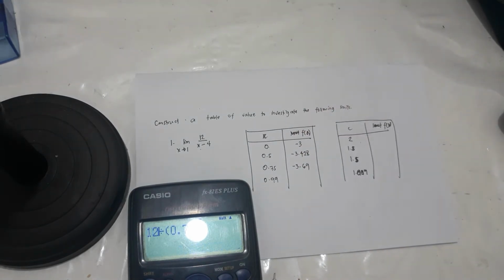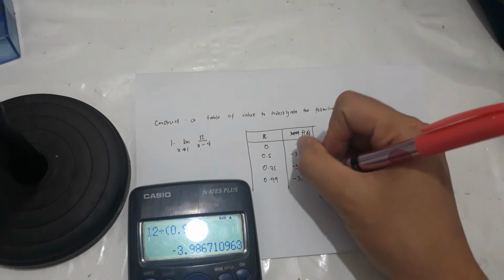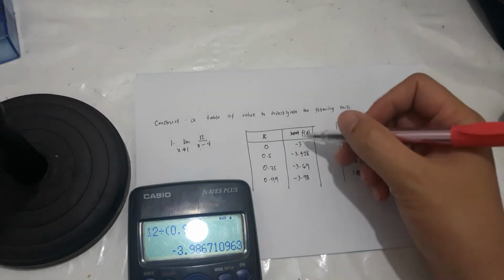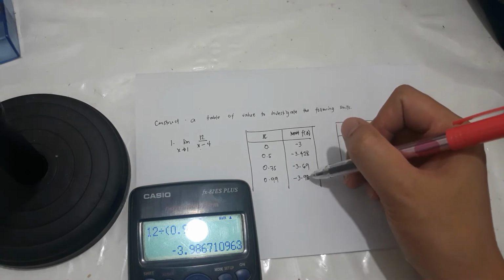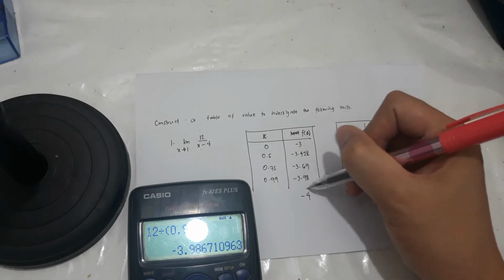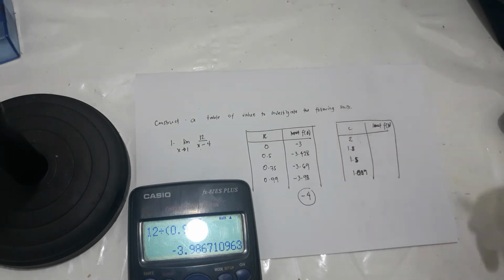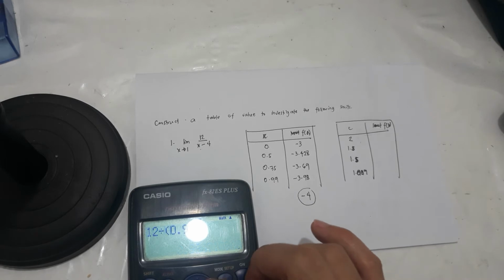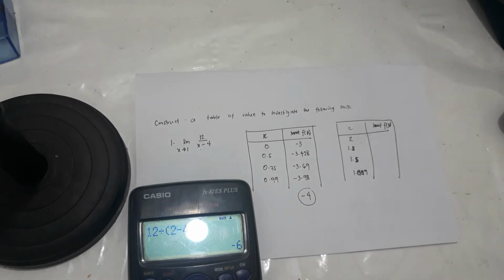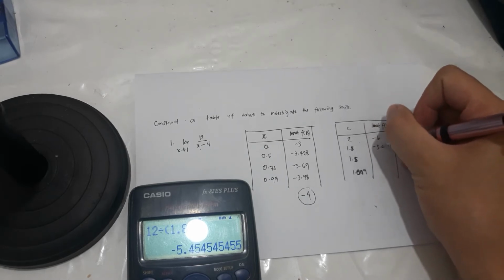Habang palitan natin doon, naging negative 3.98. So as you can see, ang itong f of x, papunta siya ng papunta sa negative 4. Ang values is papunta sa negative 4. Let's have this one. What if it's 2? So negative 6. Next, it's 1.5 or 1.8 minus 4. That's negative 5.45.